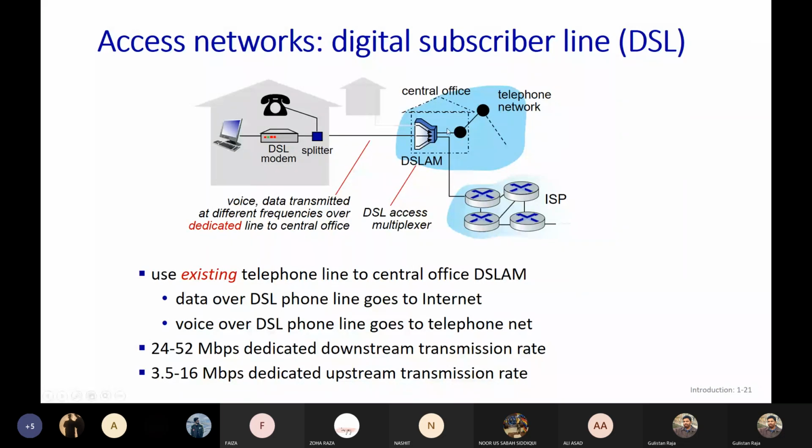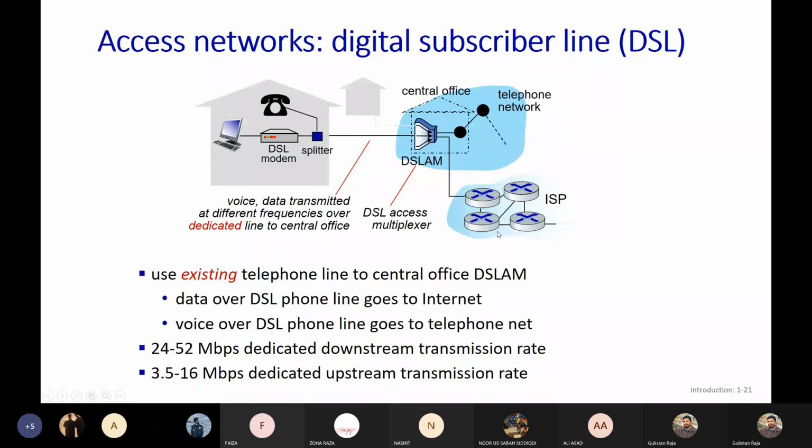So this DSL is provided by telephone companies, and look at this. There is a DSL modem. You can have a splitter, which splits the data from voice, and that is connected to the DSLAM, the digital subscriber line access multiplexer. This is placed in a central office or exchange, and from here the traffic is separated into the telephone network and the ISP.